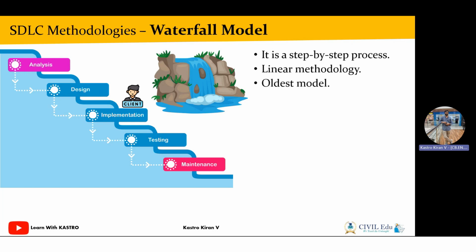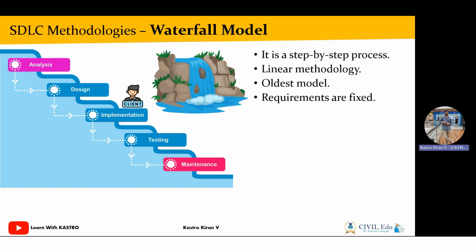Nobody is working or no software company is adopting this waterfall model. Why are the companies not adopting this waterfall model? Because it is a step-by-step process and a linear methodology. Only after completion of one step can you move to the next step. And if at any point of time the client interferes in between the stages, then again you have to move back to the very first step. So because of this disadvantage, the waterfall model is not used in real-time scenarios.